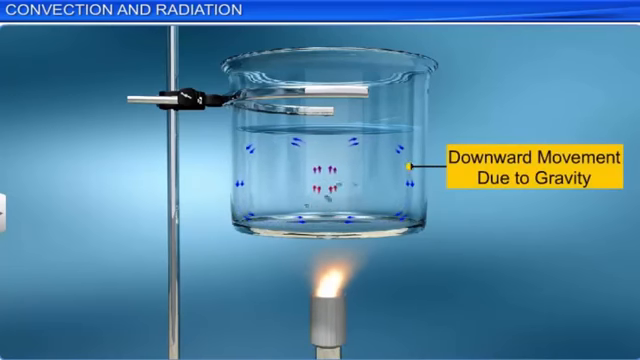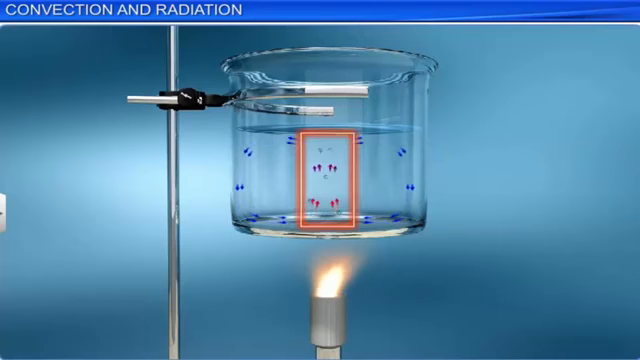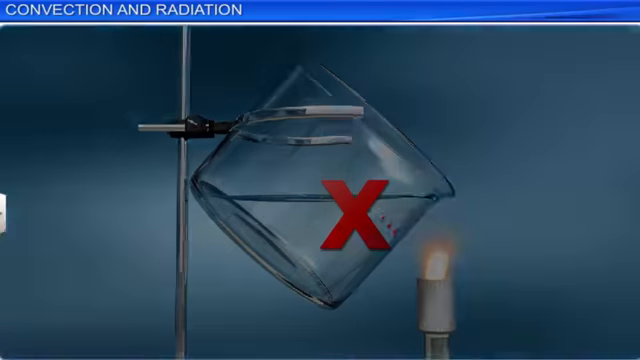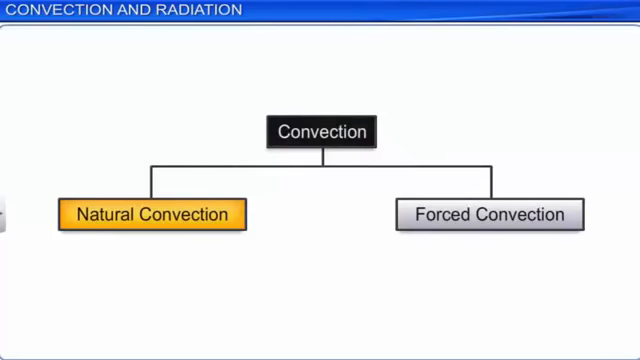Gravity plays an important role in natural convection. That is why, in natural convection, heating is always in the upward direction. If the container is heated at the top, transmission of heat by convection does not take place in the downward direction. Natural convection is responsible for many day-to-day phenomena.